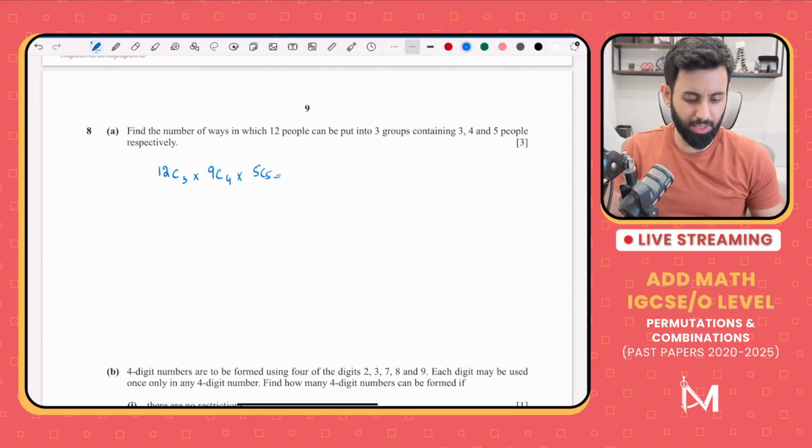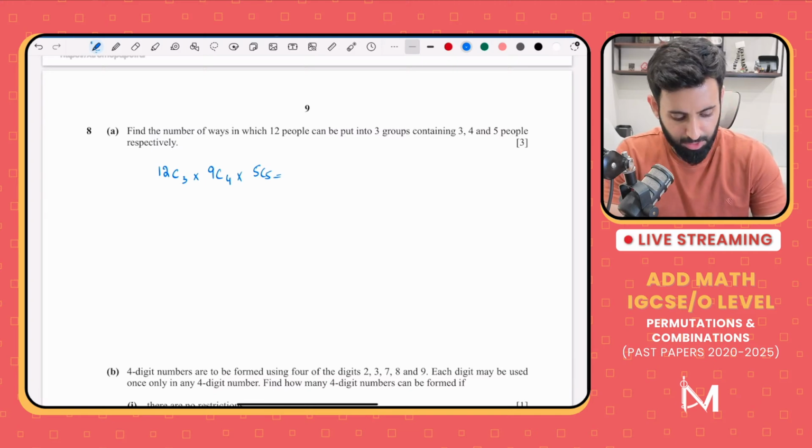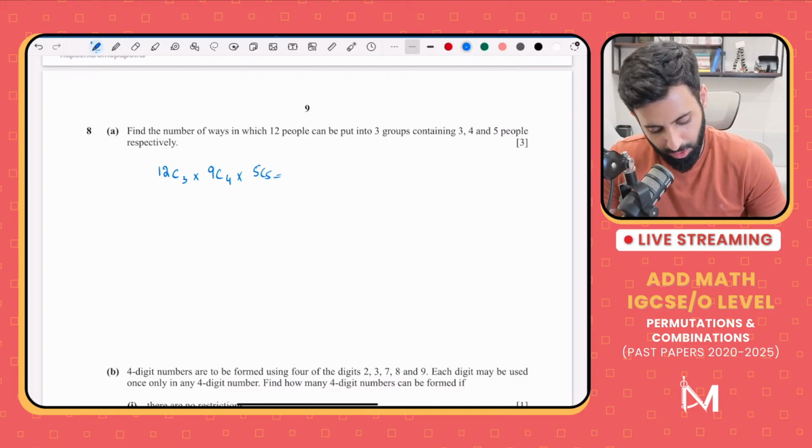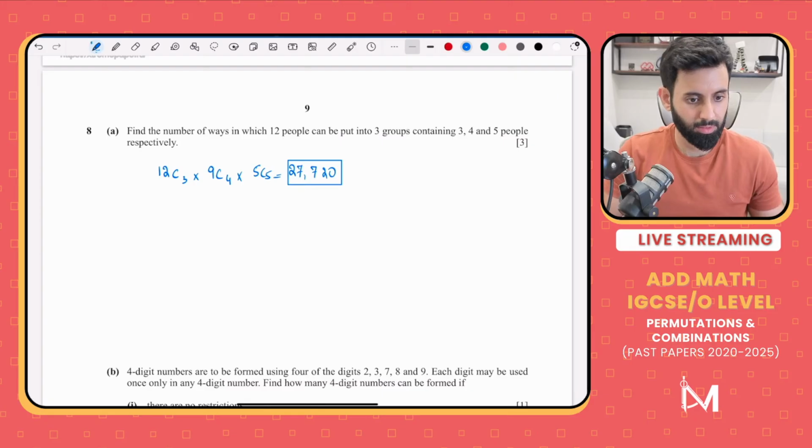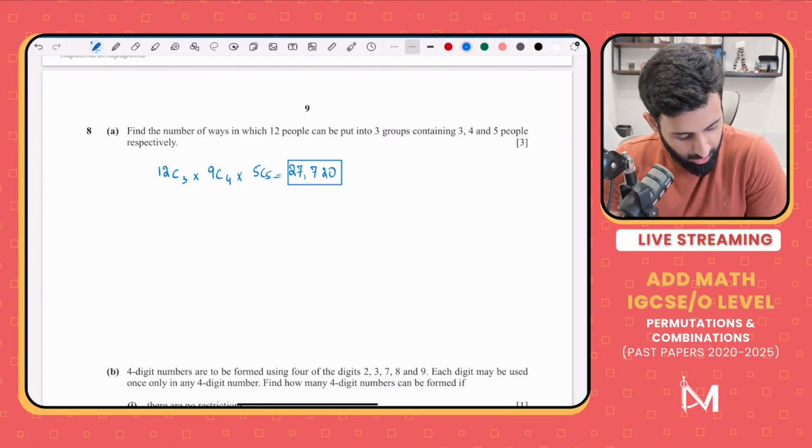Okay, now you can do this in, although the question says respectively, but even if you change the order, you'll still get the same answer. 12C3 into 9C4 into 5C5, what's that equal to? That's equal to 27,720. All right, part B.